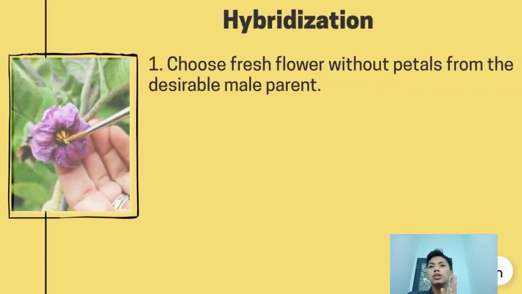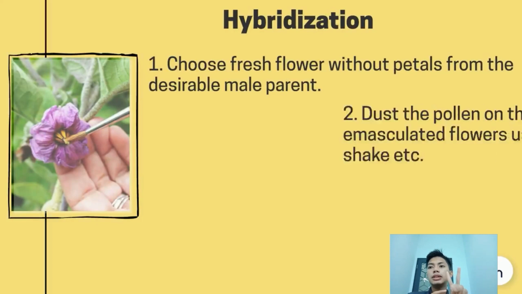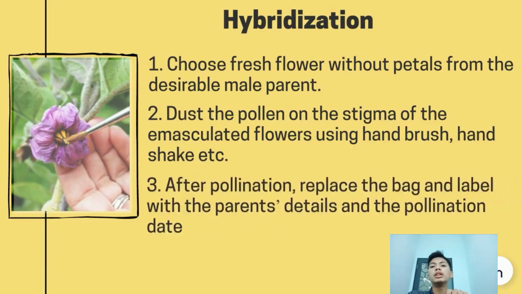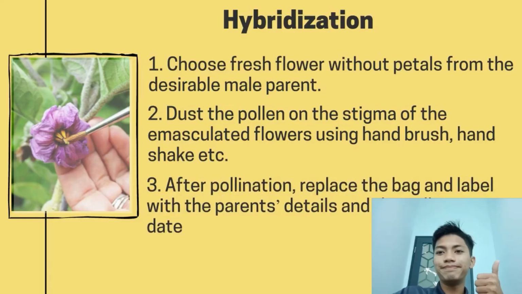The last step, or the fourth step, is hybridization. First, choose a fresh flower without petals from the desirable male parent. Second, dust the pollen on the stigma of the emasculated flower using a hand brush or by hand shake. Third, after pollination, replace the bag and label it with the parent details and the pollination date.